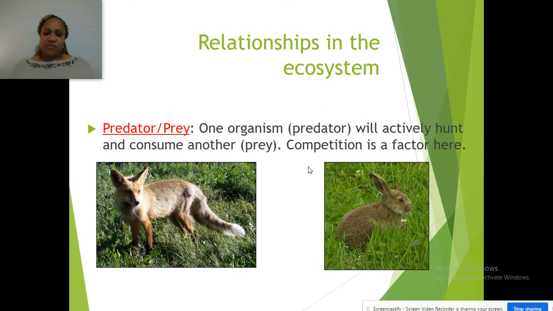relationships in the ecosystem. So you have predator-prey. One organism is a predator. It will actively hunt and consume another, the prey. So this is competition, right? Think about that. That rabbit is trying to go, right? Or it's going to get away or what have you. It's going to be competition because they're in the same area, so they're competing for space. However, this rabbit is also competing for its life, okay?